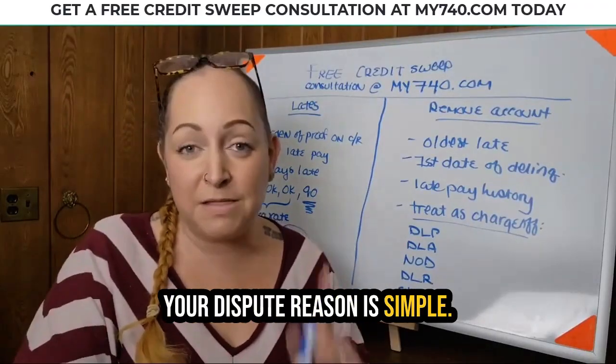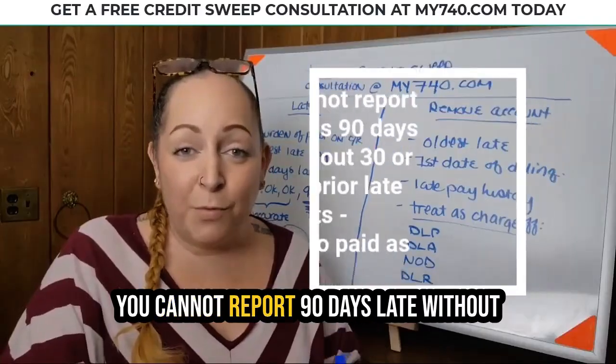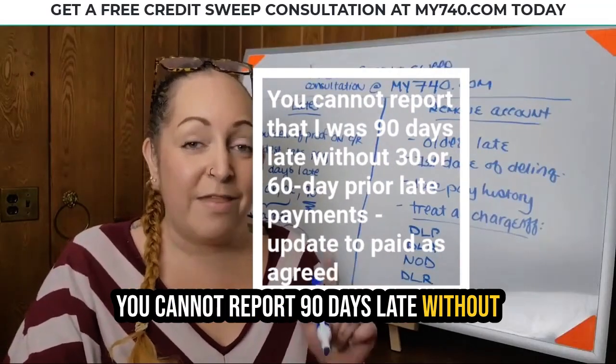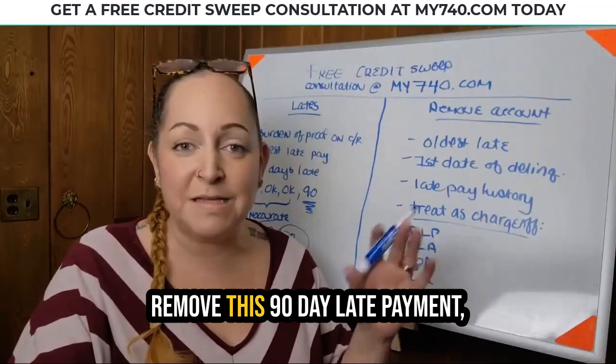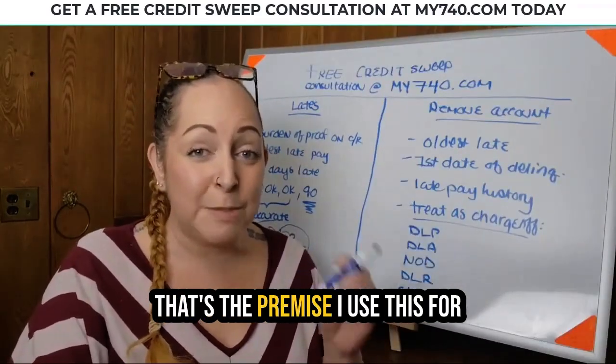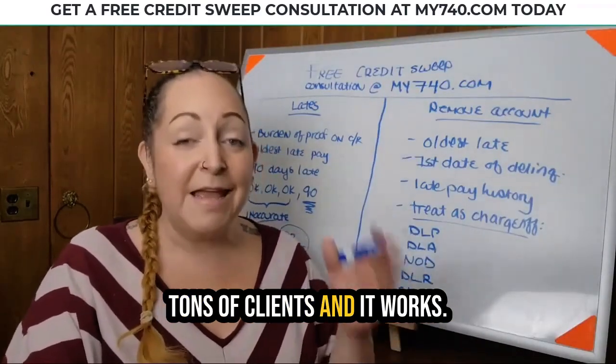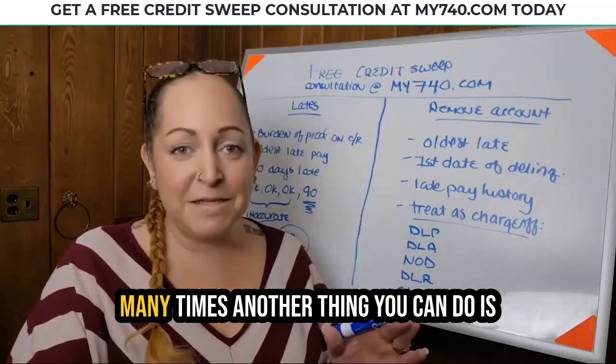Your dispute reason is simple. You cannot report 90 days late without 30 or 60-day prior late payments. Remove this 90-day late payment. That's the premise. I use this for tons of clients and it works many times.